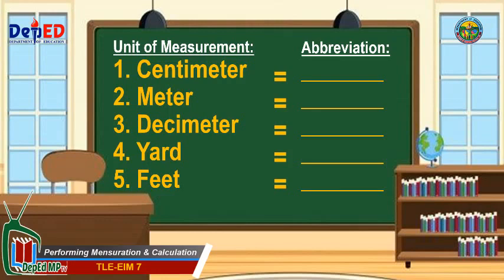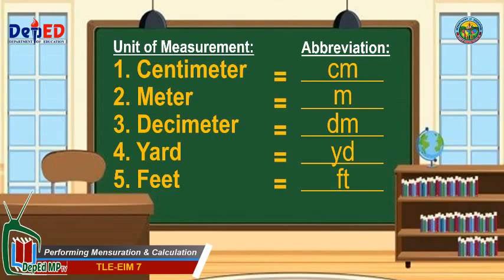Now let's check. What are the abbreviations of those units of measurement? Centimeter is cm, meter is m, decimeter is dm, yard is yd, and feet is ft. How many do you think you got right? I hope you got 3 and above. If not, that's alright. We can learn this as we move on with this lesson.